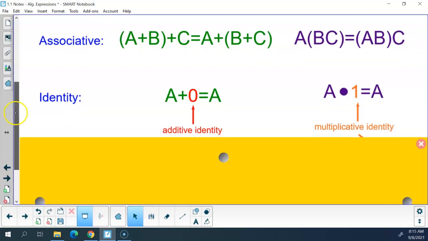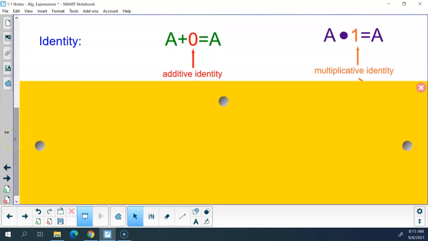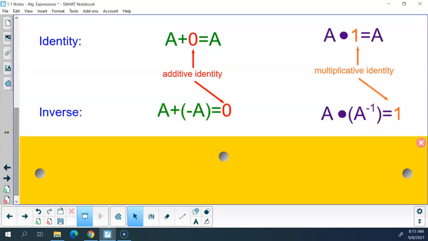The other side of that coin is inverses. If I add two additive inverses together, I get the additive identity, which is 0. 4 plus negative 4 is 0. If I multiply inverses together, I get the multiplicative identity, which is 1. 4 times 1/4 is 1.